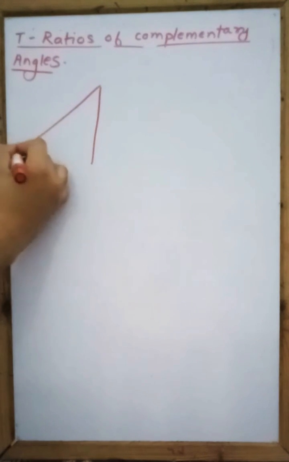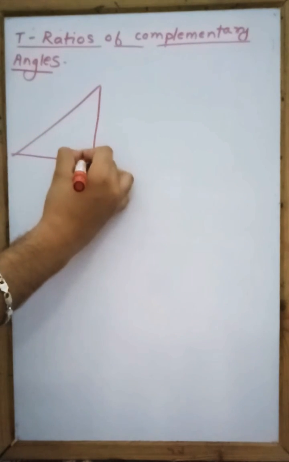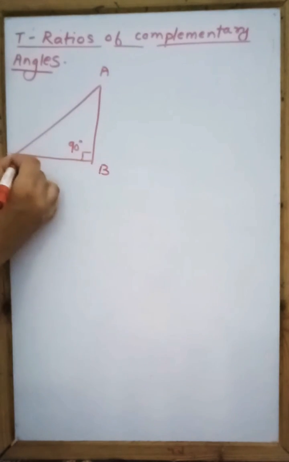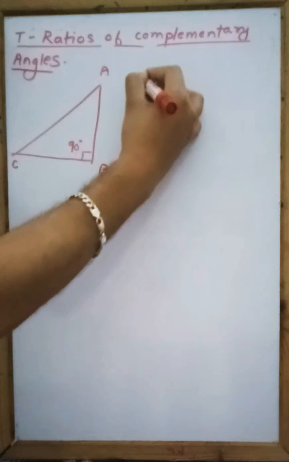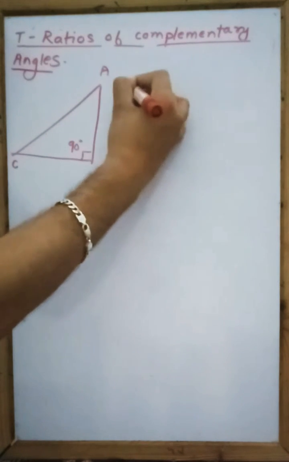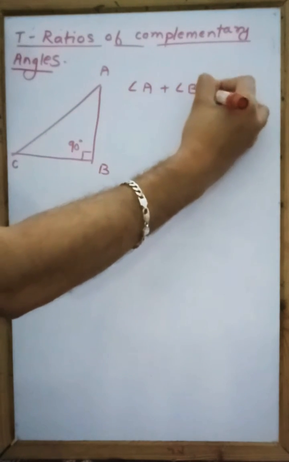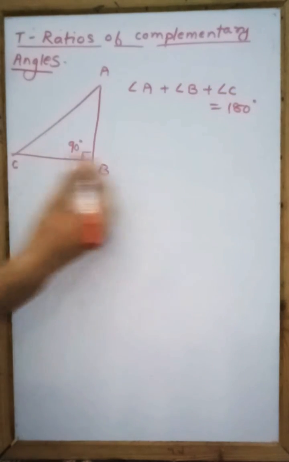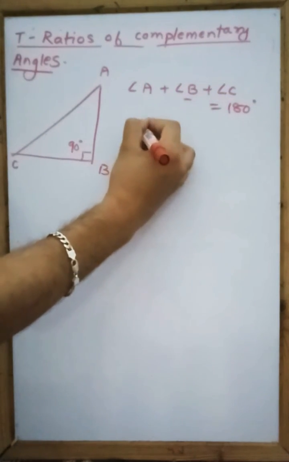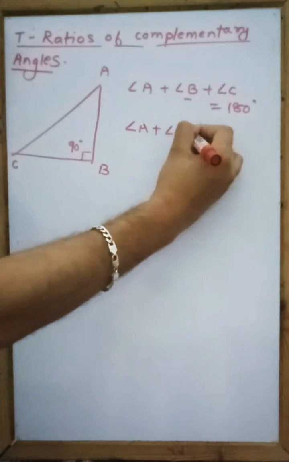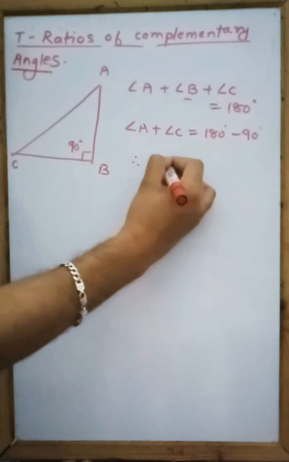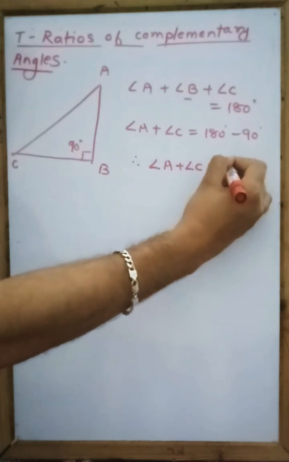So in a right angle triangle, obviously one of the angles is 90 degrees. Then if you look at A and C, you know the sum of the three angles over here, angle A plus angle B plus angle C, is 180. It is because of the angle sum property. Over here B is 90. So very clearly A plus C will be 180 minus 90, which means A plus C is 90 degrees.